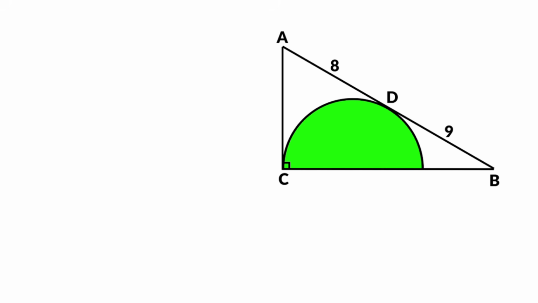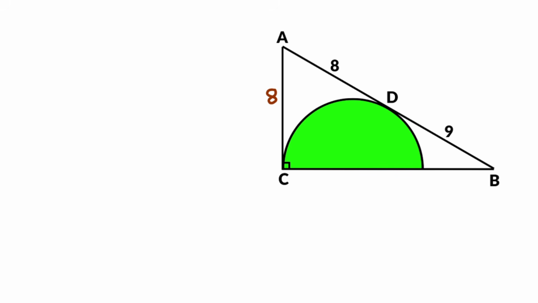Notice something interesting. From point A, two lines touch the semicircle. One goes straight down to C, the other goes down the hypotenuse to D, and both of those lines are tangent to the semicircle. This is where a famous geometry theorem comes in. If two tangents are drawn from the same external point to a circle, those tangent segments must have equal lengths. So if AD equals 8, then AC must also equal 8. That one observation changes everything.